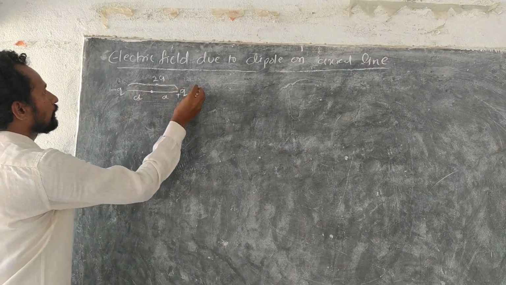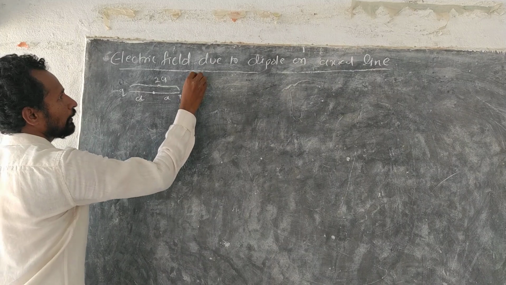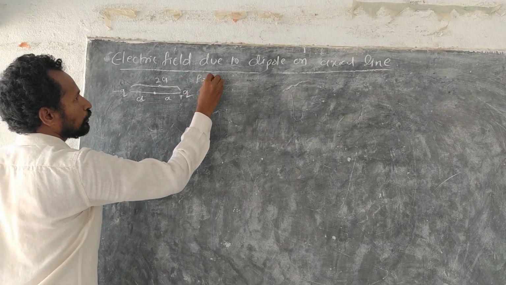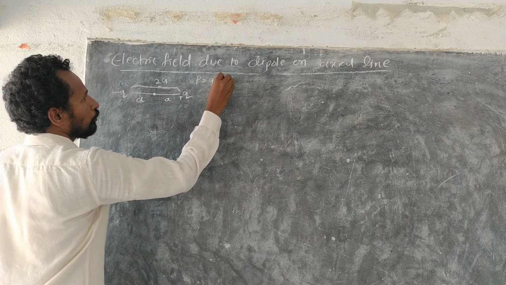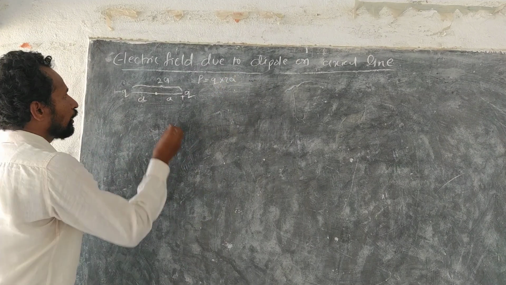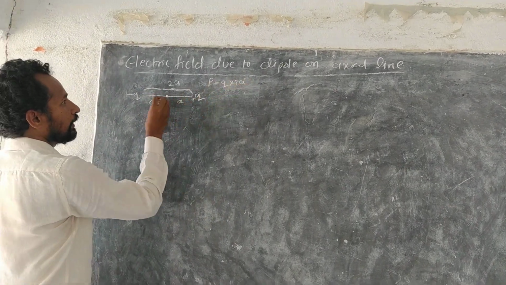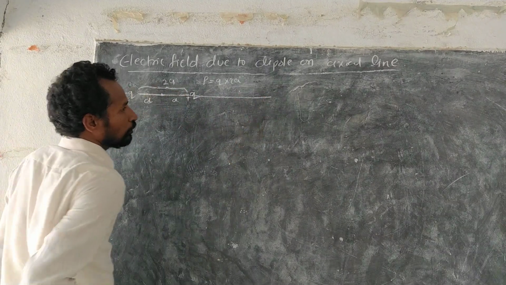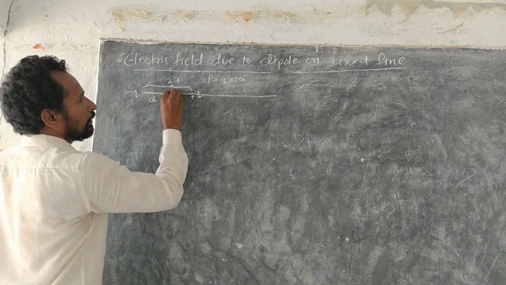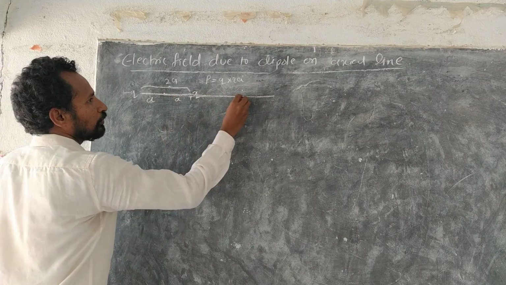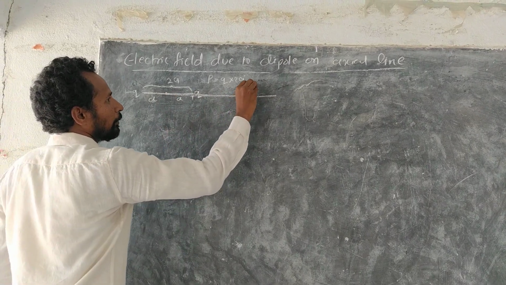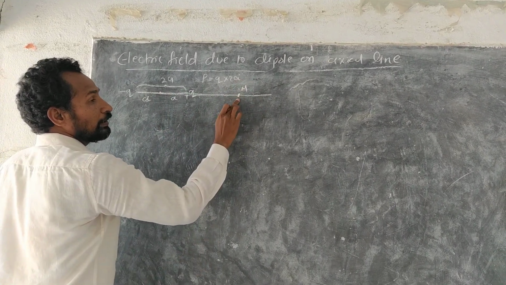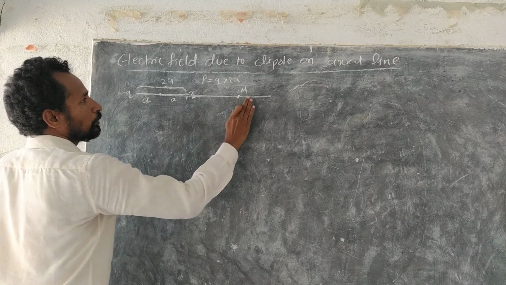Now the dipole moment of this dipole we can write: p is equal to q into 2a, the dipole moment. Now they asked for the axial line: draw the line passing through the center and parallel to its length. Now on the axis we take a point M. Here we are going to find the field due to a dipole.